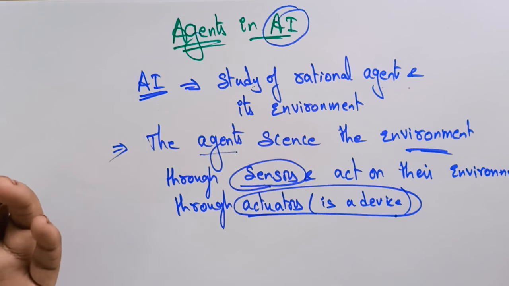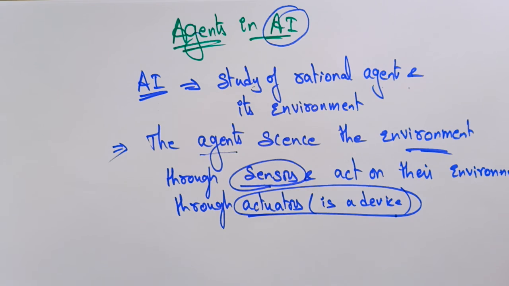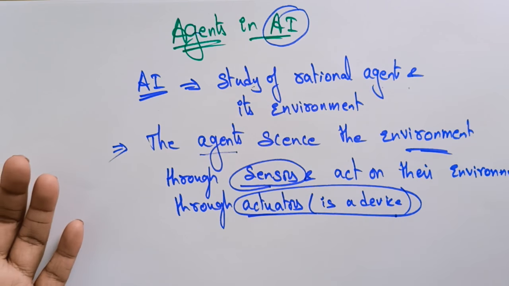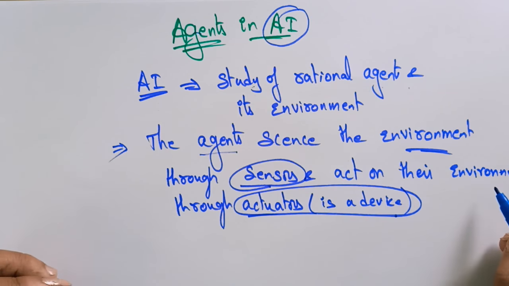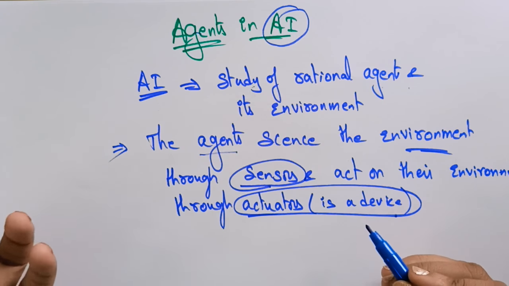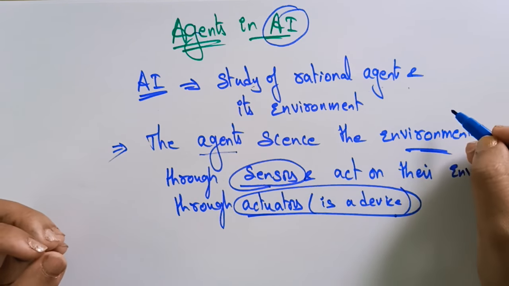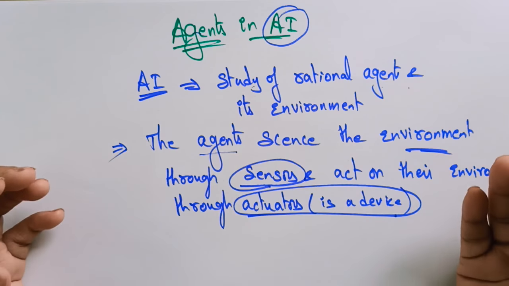If you take the human body, the human body is an agent. I am the agent, and I can sense the environment. I'm seeing everything here and I'm able to write everything here. I'm doing some work. How? Through sensors, with the help of seeing and talking. And it acts on its environment through actuators, a device that causes a machine to operate. Here my hand is able to write something. How is it operating? With the help of actuators.